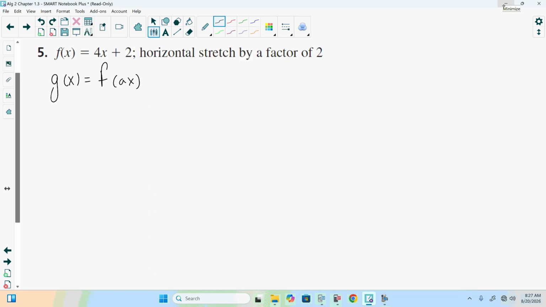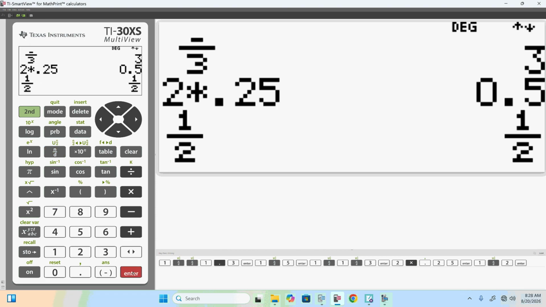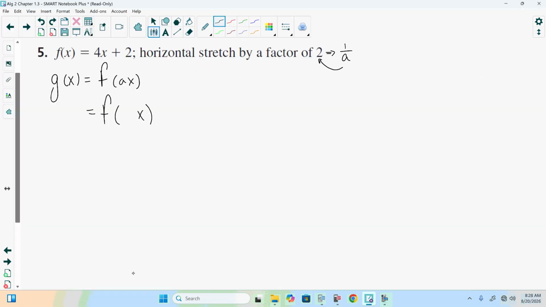So g of x is equal to f of a times x, yes? So we're doing a horizontal stretch or shrink, yes? Now it told us that the amount we're stretching or shrinking it by is 2. But since we're talking about a horizontal stretch or shrink, we can't just plug 2 in. We've got to flip it or put it in as 1 over a, where a is this given amount. So I can grab a calculator just to make sure. We go 1 over the a value, which is 2, which tells us it is 1 over 2. That's the value we need.